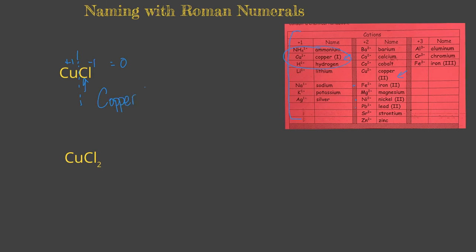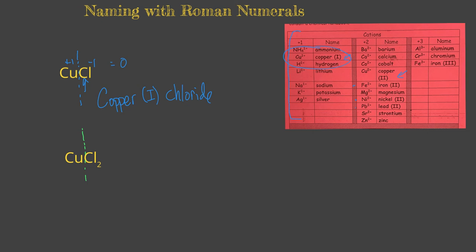copper 1, and then I name the anion, just like I did in the very beginning of this video, and I name it copper 1 chloride. The other example would be CuCl2.